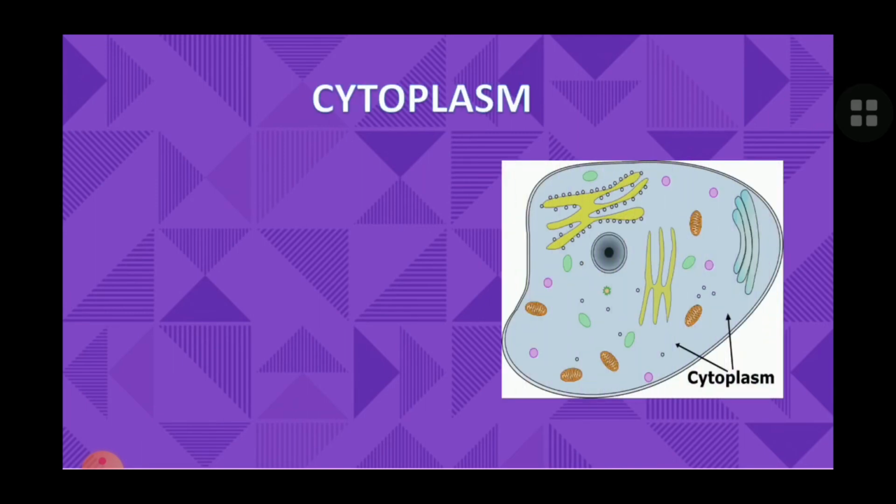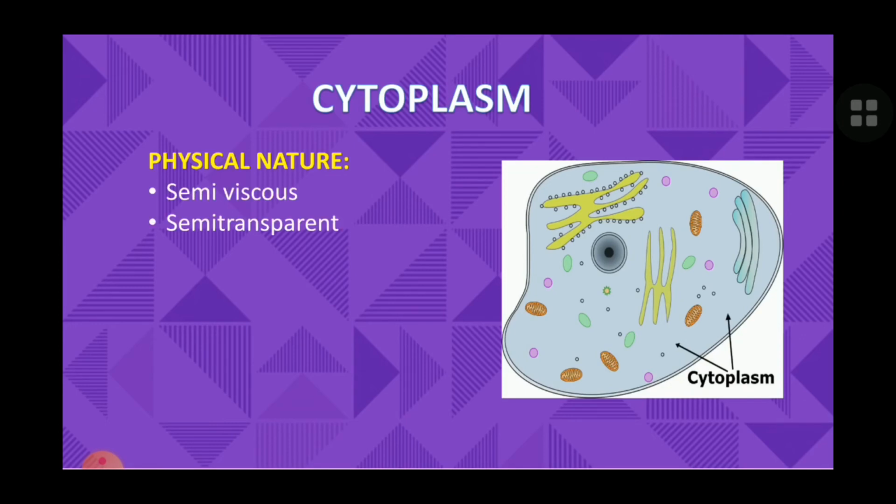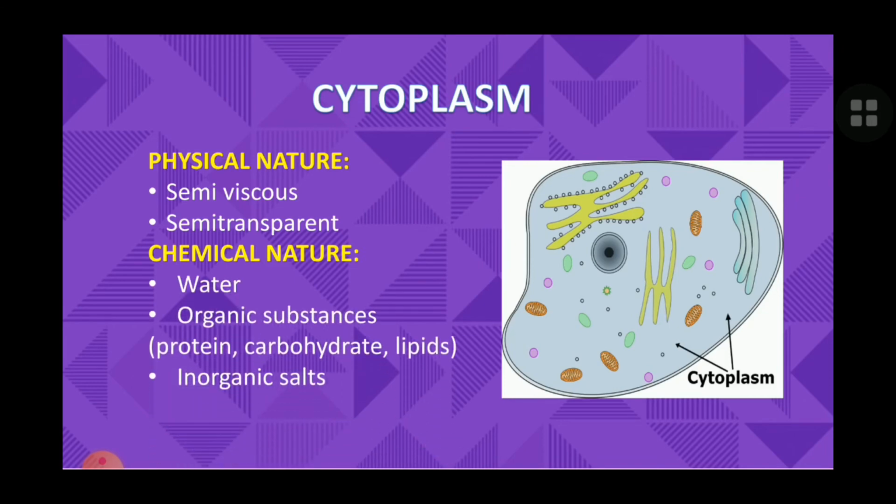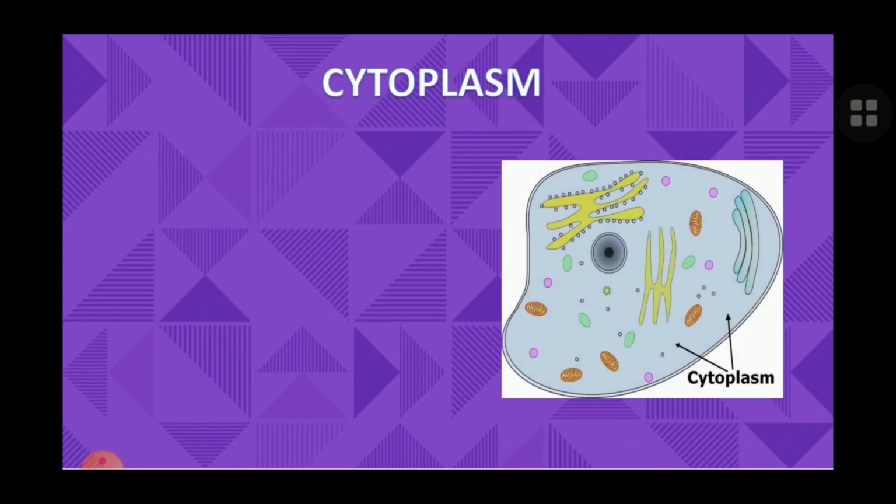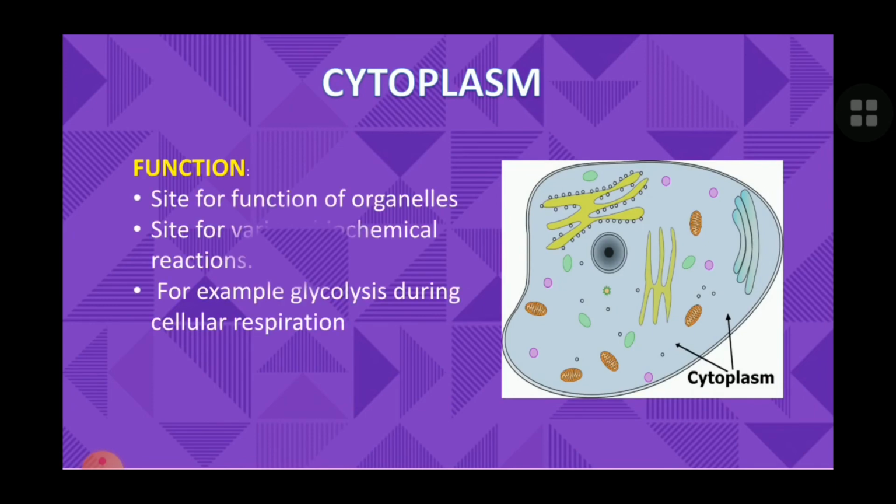Now cytoplasm. What is the physical nature of the cytoplasm? It is semi-viscous and semi-transparent. The chemical nature of the cytoplasm is that it contains water. Organic substances like protein, carbohydrates and lipids are there, while inorganic salts are also present in the cytoplasm.